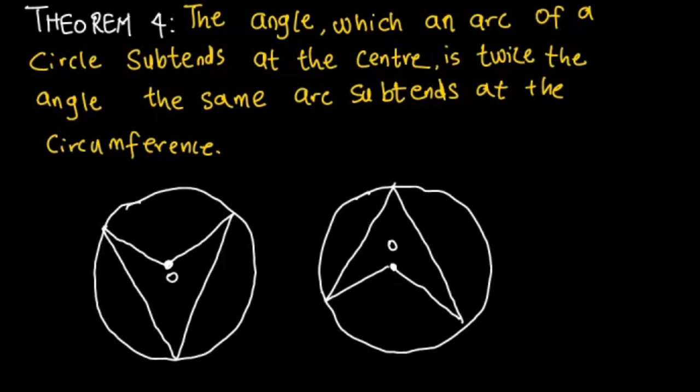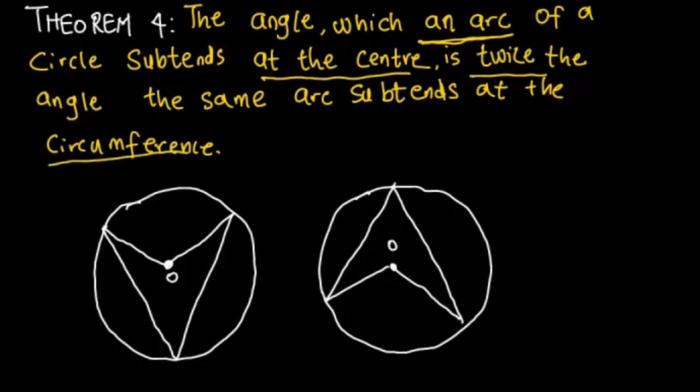The 4th theorem, or theorem 4, states that the angle which an arc of a circle subtends. Now, in the first part of this video lesson, we defined what is known as an arc, and we said an arc is an incomplete circumference. So the angle which an arc subtends or produces at the center is twice, that is, 2 times the angle which that same arc will produce at the circumference.